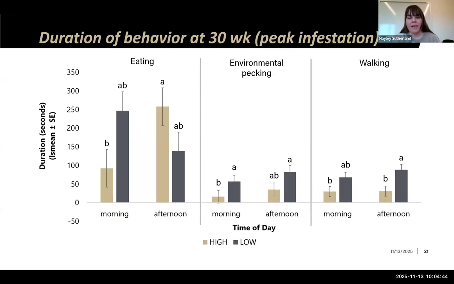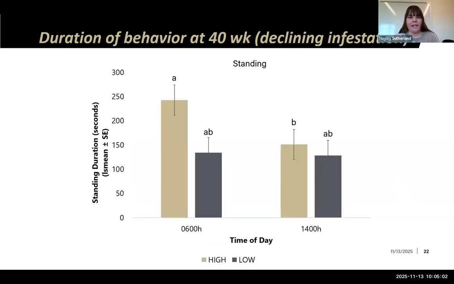When it came to environmental pecking, this is within the morning period, our low birds were environmentally pecking for a longer time than our high birds were. And finally, with walking behavior, this is localized to the afternoon, where our low birds are walking for a longer duration than our high birds are. At 40 weeks, with declining infestation and our duration of behaviors, we only saw a difference with standing, where our high birds were standing for a longer period of time in the morning than they were in the afternoon.